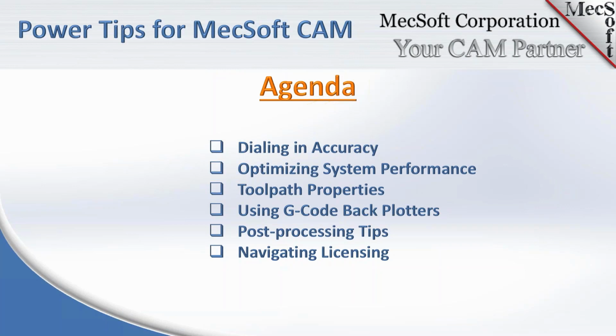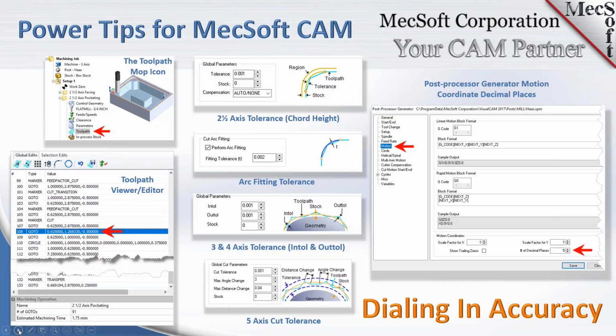And then the last two topics would be post-processing tips. There's a whole host of things that we can talk about in post-processing, but now we're just going to be talking about some tips to make you more productive using our post-processors. And then finally, navigating licensing, which is, again, a big area of support. So we want to talk about that and explain what we have in terms of the licensing models. So Don, without any further delay, go ahead.